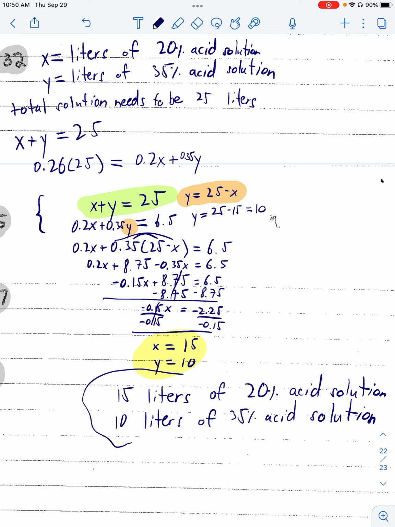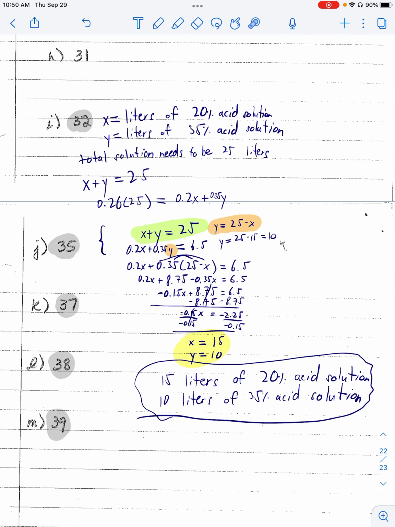I know I might have done that a little fast, so pause, rewind, ask Mr. Miller for help if you need to. All right, I'm going to get rid of this so I can have room to do my number 35.